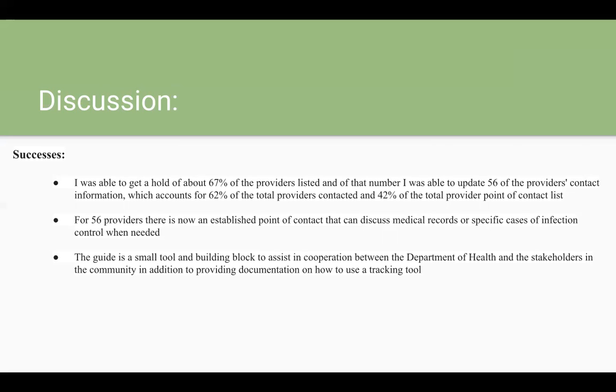And that accounts for 62% of the total providers contacted of the 90 contacted, and 42% of the total provider point of contact list. So meaning 62% of the people I contacted, so 56 out of 90, I was able to contact and update information, and 56 out of 133 was where I was able to contact and update information. For 56 providers, there's now an established point of contact that can discuss medical records or specific cases of infection control when needed.